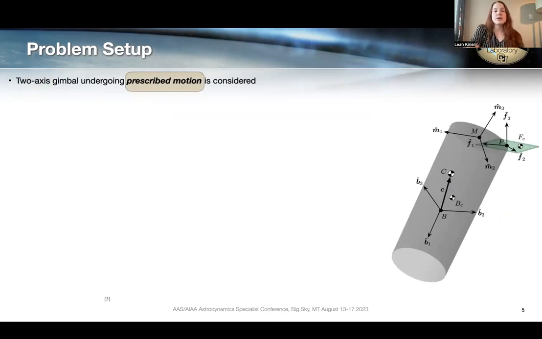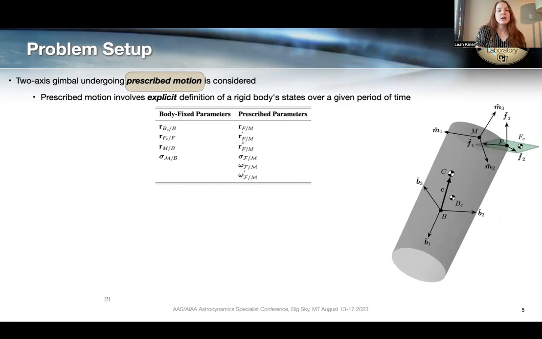Next, our gimbal is said to undergo prescribed motion. Prescribed motion involves the explicit definition of a rigid body's states over a given period of time. Essentially what this means is that the dynamics of a prescribed body do impact the motion of the other bodies in our spacecraft system. However, the dynamics of our spacecraft hub and other bodies on the spacecraft are assumed to not impact the motion of our prescribed body at all. So we can explicitly define what the states of our prescribed body are.